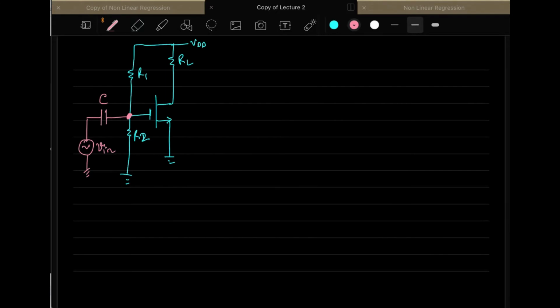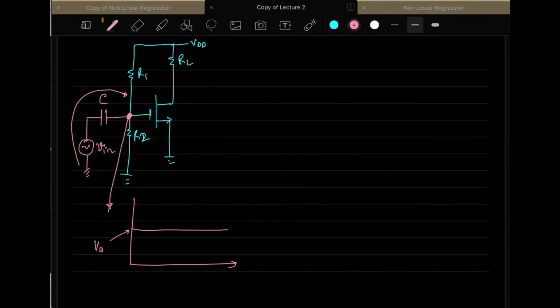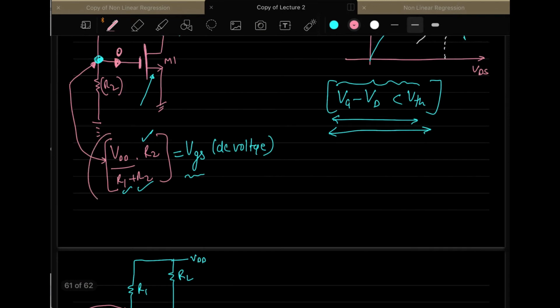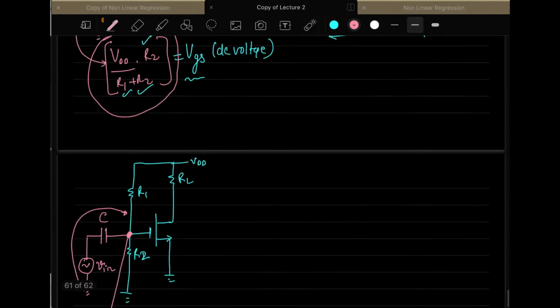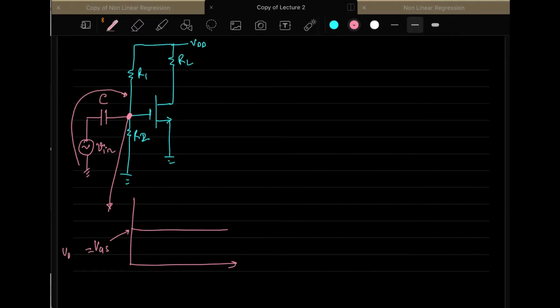It will not allow the DC voltage that is present over here to interfere at this point. It blocks the DC voltage, but at the same time it passes the AC voltage through the capacitor. So at this point you will have a DC voltage, the VGS which we have already calculated. This value of VGS will be there. This is basically VDD R2 over R1 plus R2, and on top of it you will have a small signal Vin sitting on top of it.